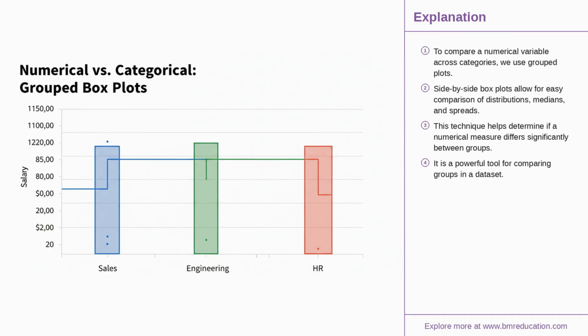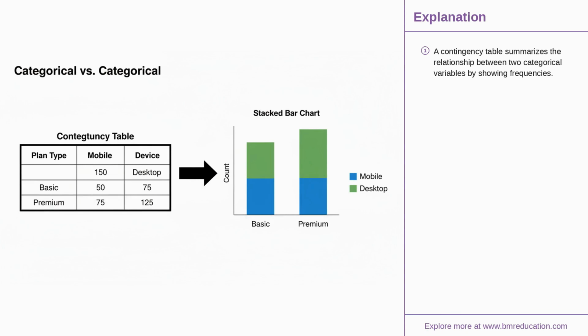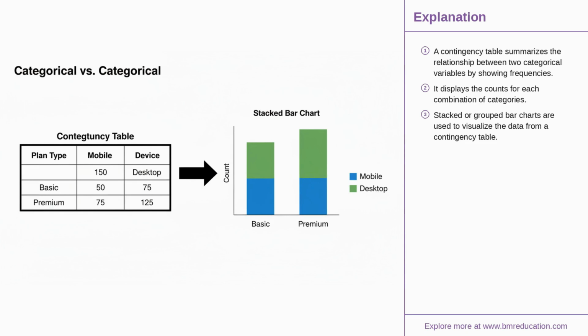This is perfect for answering questions like, do salaries differ across departments? Finally, to analyze the relationship between two categorical variables, we use a contingency table, or cross-tabulation. This table shows the frequency for every combination of categories. To visualize it, a stacked or grouped bar chart is effective. This allows us to see how the distribution of one variable changes when conditioned on the other, revealing potential associations.